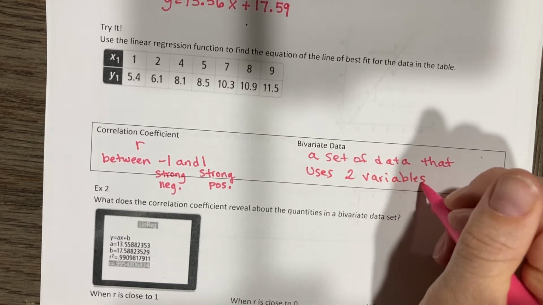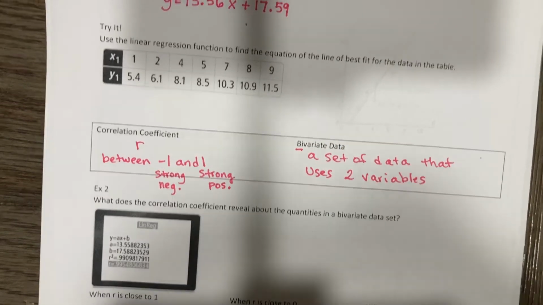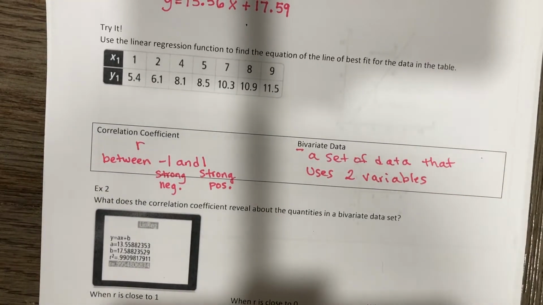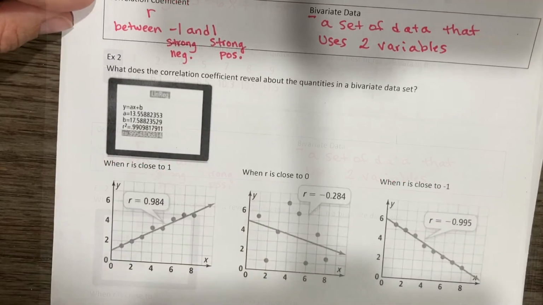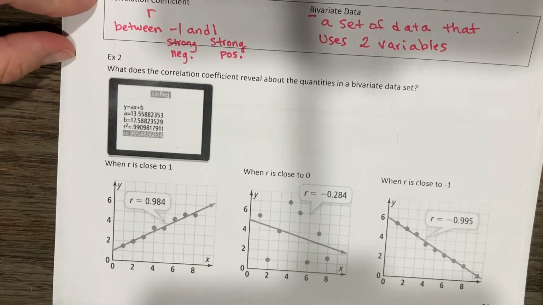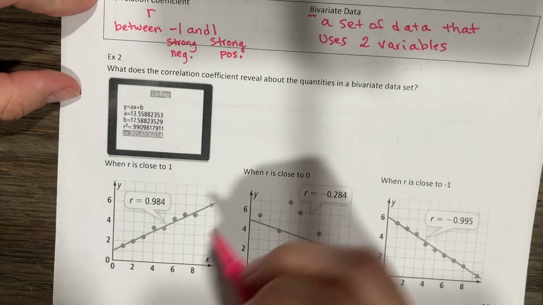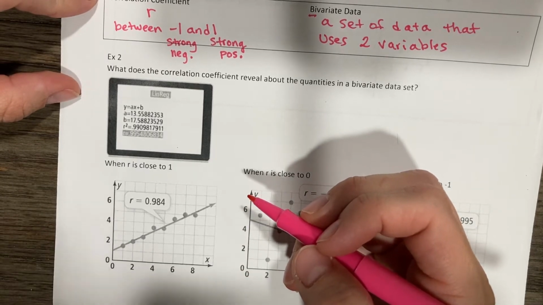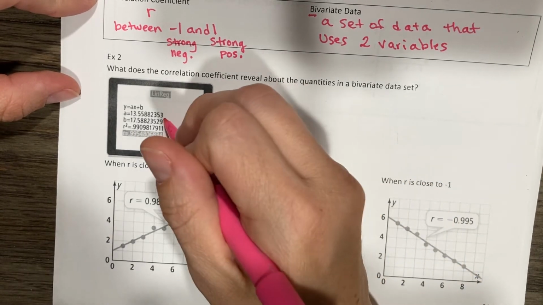And we should know that because bi means two. So bivariate would mean two variables. Example 2. What does the correlation coefficient reveal about the quantities in a bivariate data set? So do you remember I told you to change the catalog, or in the catalog, to have diagnostic on?